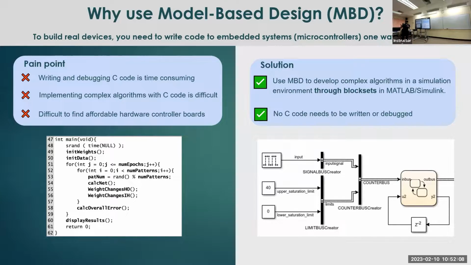For those of you that are already familiar with embedded systems or microcontrollers, to build real devices, one way or another, you need to write code to embedded systems or microcontrollers. And the traditional method of doing that is we write C code, right? C++ code. But the pain point is that writing and debugging C code is time consuming. And as the design gets more and more complex, implementing those kinds of algorithms also keeps getting more complex with traditional coding methods. And it's also not easy, once you've written that, to deploy to microcontrollers.